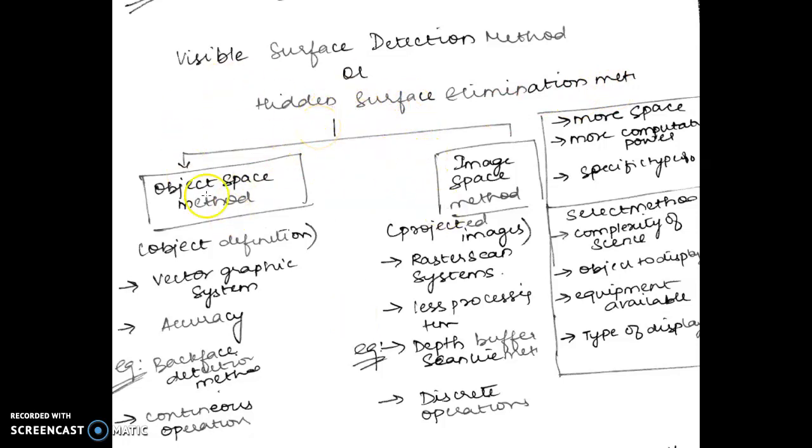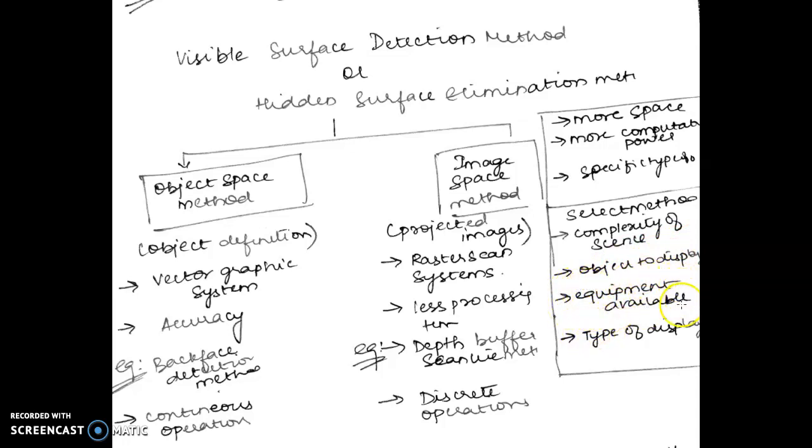Whether we need to do the object space method or the image space method, the selection of the method has some criteria, which are given here. First is the complexity of the scene or the object. We check how complex the scene is. There can be mountains, a sun, a river flowing, a man standing. The second criterion is what object is to be displayed. The third criterion is the equipment available.